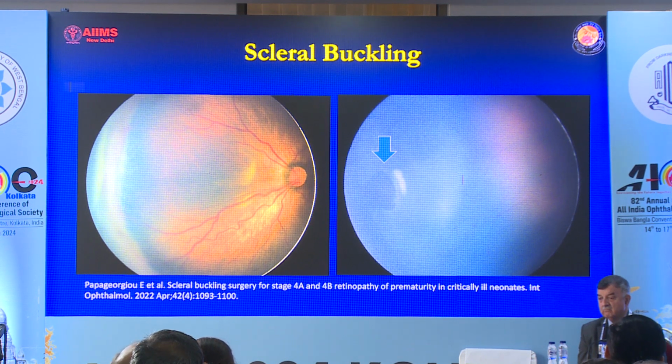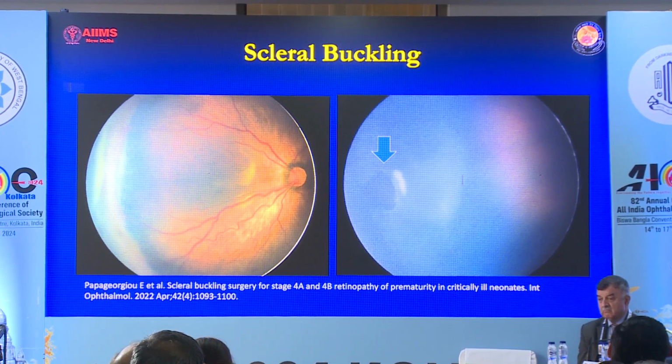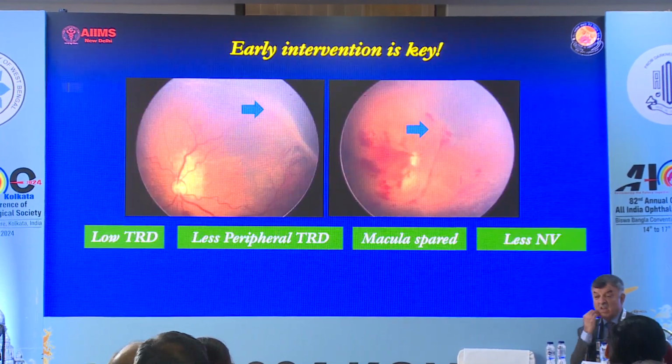This case came to the right side. He had forceps delivery, subluxated lens, a large break with the RD. So again, buckling might be a better option than just doing surgery like that.